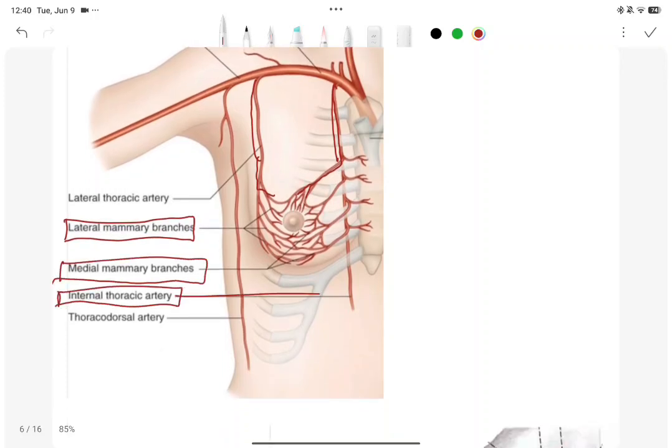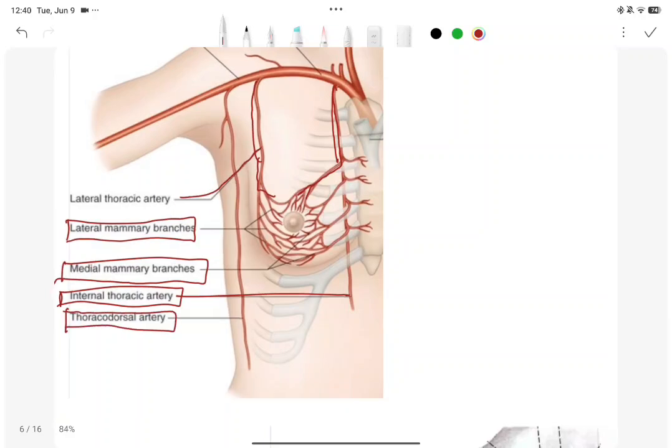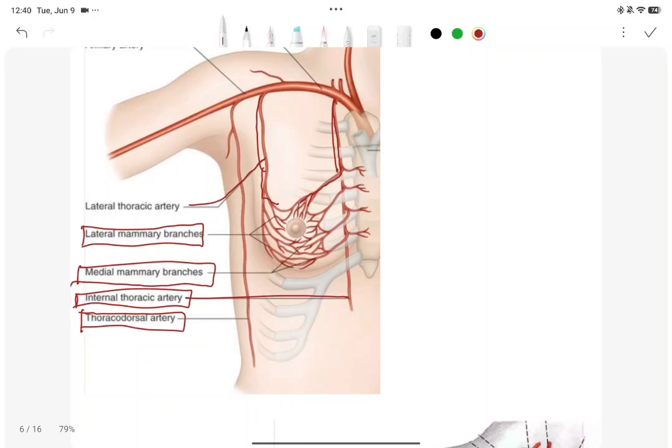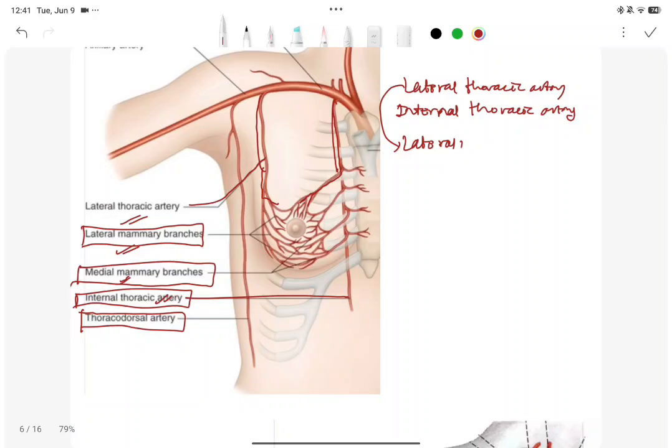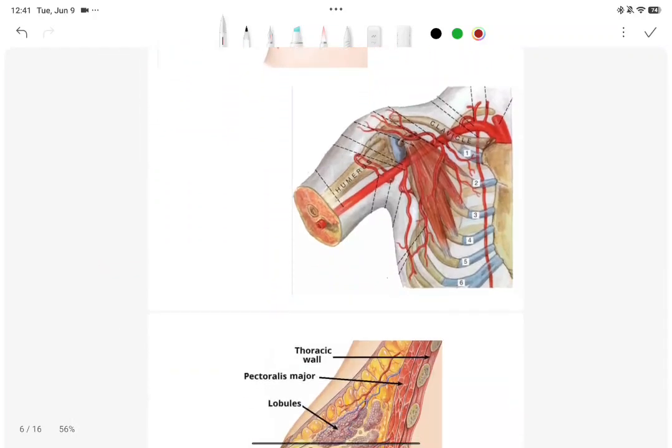This is the internal thoracic artery and this is the lateral thoracic artery, and there is also the thoracodorsal artery. The breast is supplied by the lateral mammary branches of the lateral thoracic artery and the medial mammary branches of the internal thoracic artery. The lateral branches are the lateral mammary branches, and from the internal thoracic artery there are the medial mammary branches that supply the breast. It is almost the same, I was trying to show the complex.